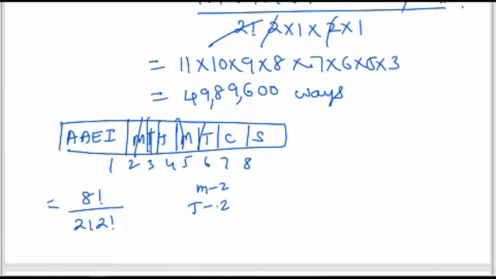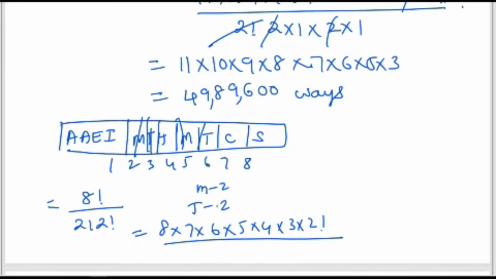That can be written as 8 into 7 into 6 into 5 into 4 into 3 into 2 factorial divided by 2 factorial into 2 into 1. This 2 factorial and 2 factorial cancel. 2 ones are 2, 2 twos are 4. Then if you multiply all this, we get 10080.